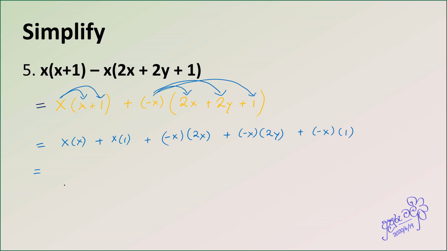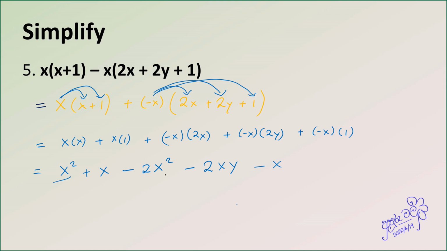x times x is x squared, x times 1 is simply x, minus times plus is a minus, 1 times 2 is 2, x times x is x squared, minus comes here, and then the coefficient is 2, x times y. The last term, minus times plus is minus, coefficient is 1, and then the x. Now we have 3 different types of terms.